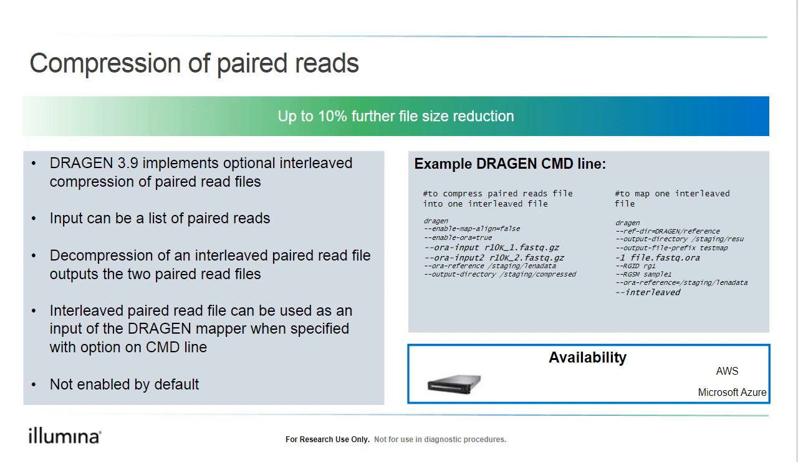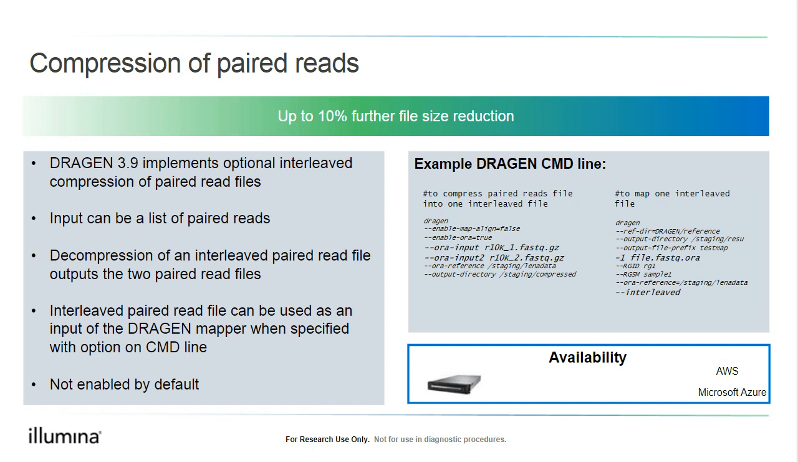And this interleaved read file can be used as an input to the DRAGEN mapper as well. So you do not have to decompress it or de-interleave the file to bring it back into a pair and input that into DRAGEN. You can provide an interleaved input file to DRAGEN directly, and internally we will take care of getting the read 1 and read 2 files out of there. So again, something that I think will simplify how you manage the files, but also give you further file reduction and makes it simpler to run within DRAGEN.